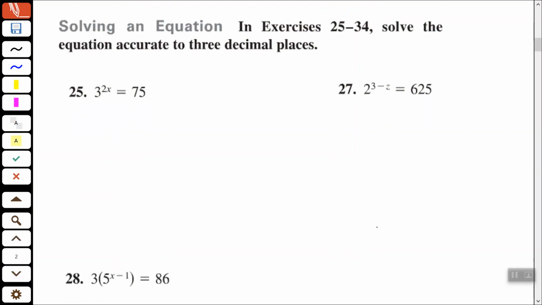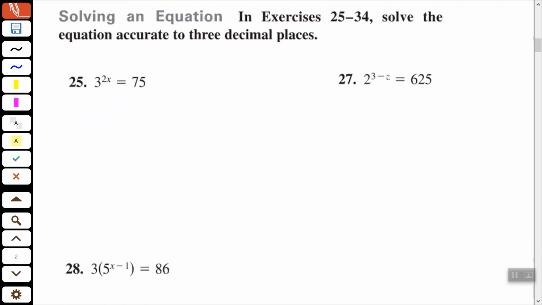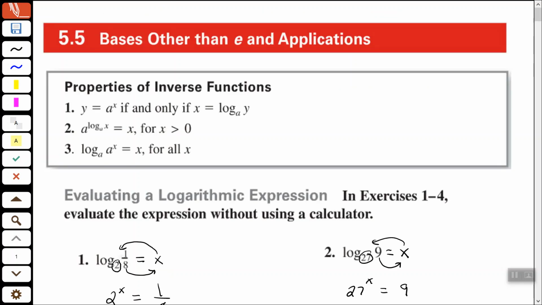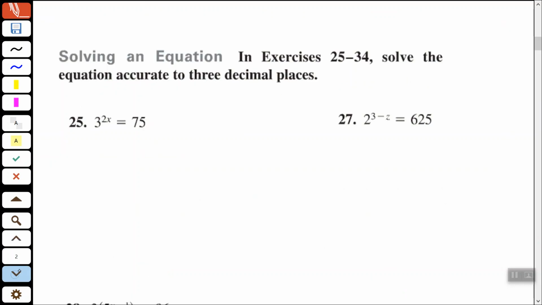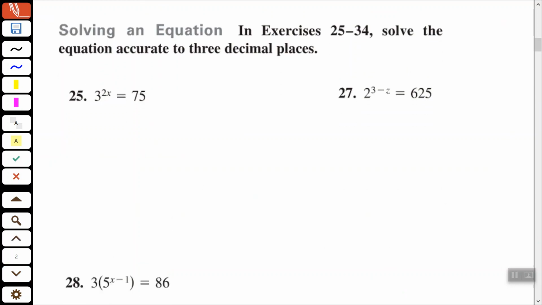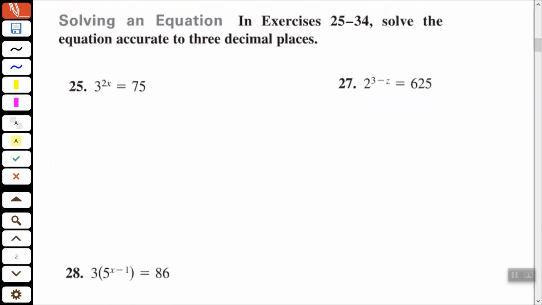All right, so here it says solve the equation, accurate to 3 decimal places. If you have a variable in the exponent area, and I know you've looked at this before in other classes, you can bring that variable down out of the exponent position by applying the natural logarithm.